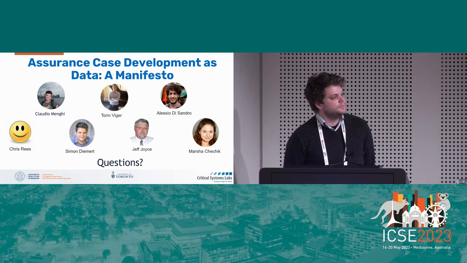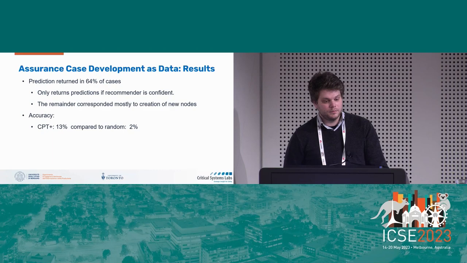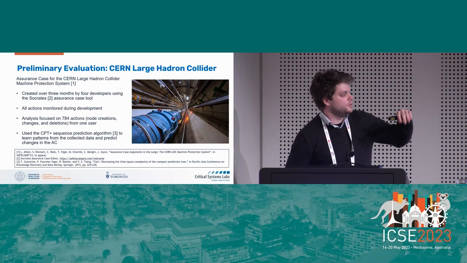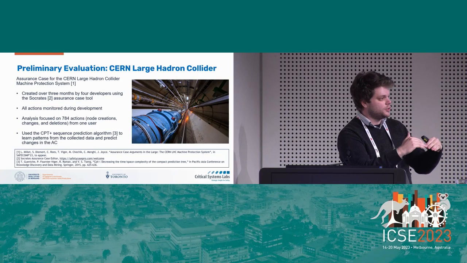So the data set that we used for the CERN project was an event log. You can imagine someone creates a node in the assurance case, that goes in the event log. Someone changes the text, that goes in the event log. There are 784 actions in our preliminary data set.